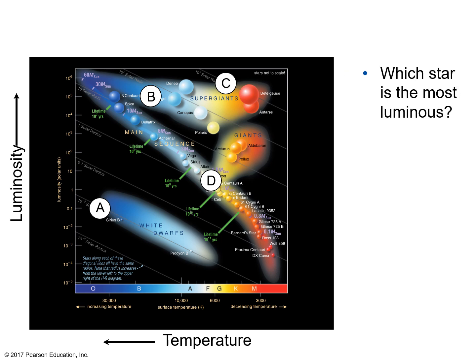Which star is the most luminous? And to discern which one is the most luminous, remember luminosity is how high up or down it is. And so the higher up, the more luminous. So it's going to be star C.